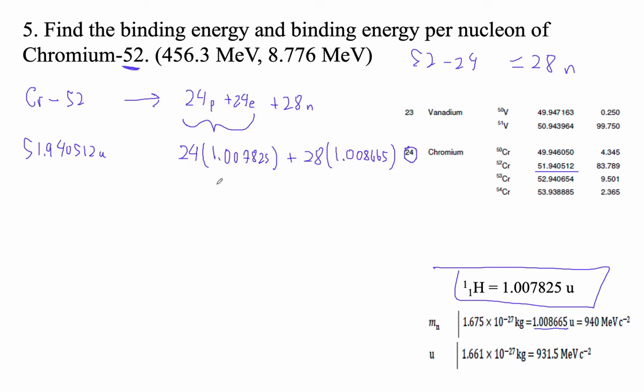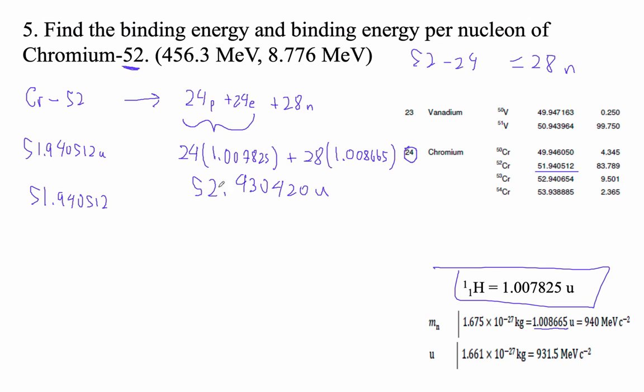It's getting spicy. All right, so let's figure this out. So 24 times 1.007825 plus 28 times 1.008665. And I'm getting on this side a whopping 52.430420 U's. Okay, and I'm writing that 0 there because it exists and it is 0. We know it.